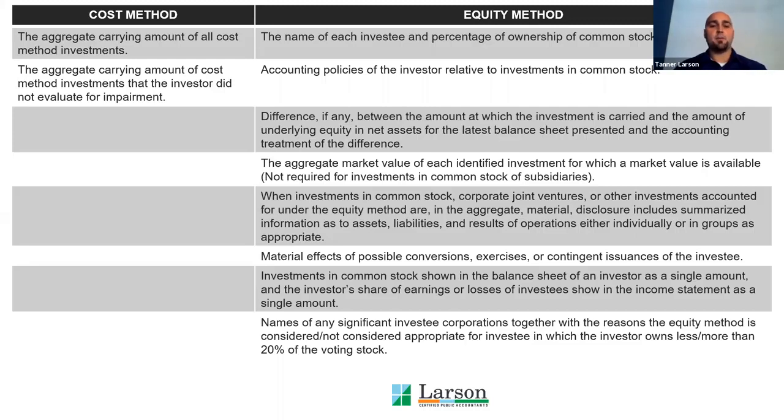And lastly, if you have an investment for which you own less than 20% of the shares, but you're accounting for it as an equity method investment, you need to disclose why you deemed equity method the appropriate accounting for that. And vice versa, if you own greater than 20%, but you're using the cost method, you need to disclose why you think it's appropriate to account for that under the cost method. Next slide.